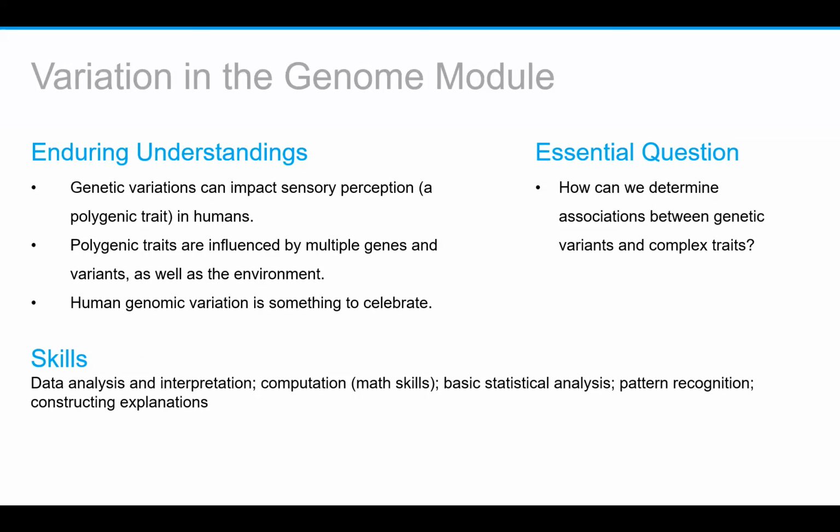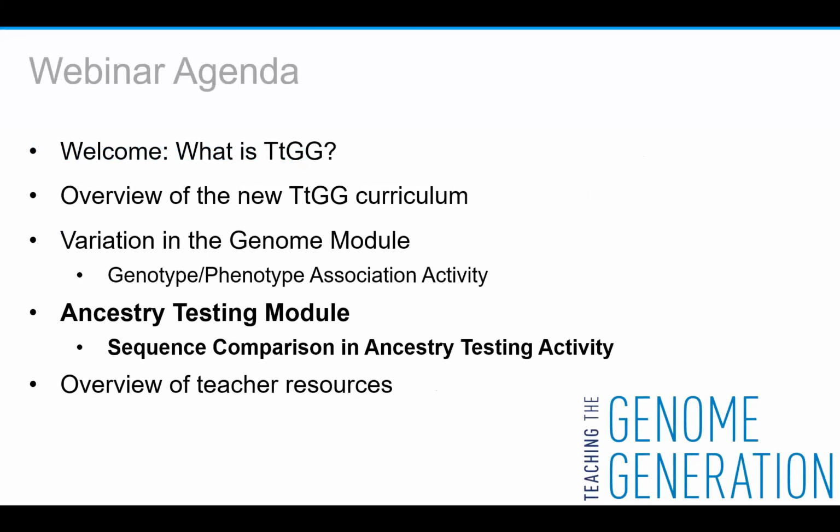Reflecting back on the overarching goals of this module, this activity provided an opportunity for students to determine an association between a genetic variant and a complex trait using a wide variety of data analysis and math skills. While this is the only activity we have released for this module as of now, we plan to develop additional activities that focus more on how traits can be influenced by multiple genes and the environment. And that concludes the demonstration of the Establishing Genotype-Phenotype Association activity. I will now pass it over to Christina, who is going to discuss the new ancestry testing module.